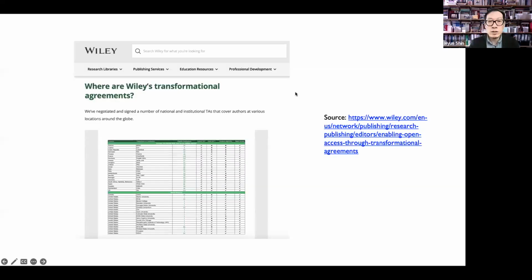So one of the things that we may have to think about is how you can lobby your own government and your own university to have some funding allocated for enabling open access publication by researchers within your country.